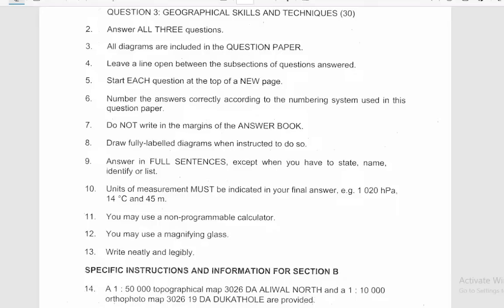When you look at instruction number 9, it says to answer in full sentences, except when you have to state, name, list or identify. Full sentences imply that you are supposed to give a full statement with what we call a factor. A factor is a geographical fact which answers the question which is asked. And then you have to qualify that factor by further giving details to the factor identified. So for every point raised as an answer to a question, it should have a factor, and the factor should be qualified and explained.